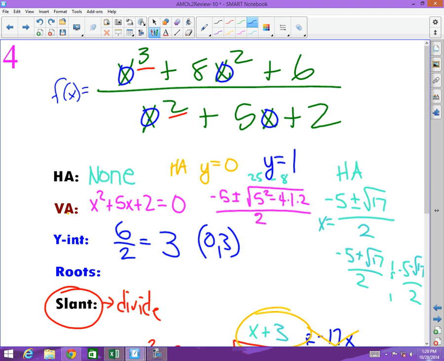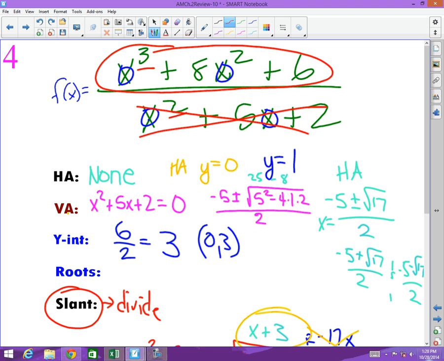Then for the roots, you don't have to worry about the denominator if it's just a rational function. All you have to do is take the numerator and set it equal to 0. So you have x cubed plus 8x squared plus 6 equals 0. And then you have to find the roots.